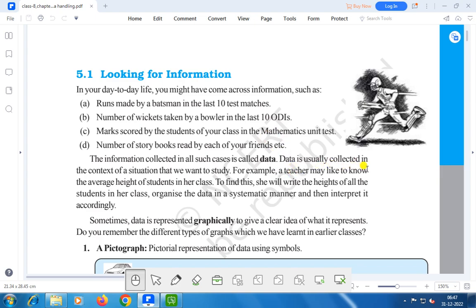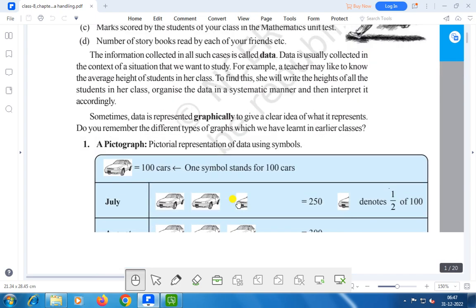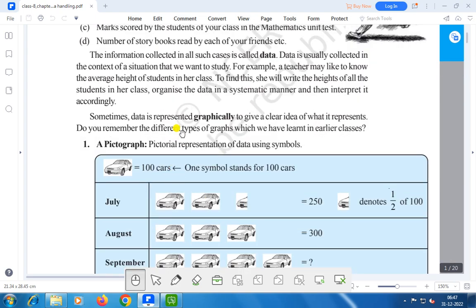Data is usually collected in the context of a situation that you want to study. For example, a teacher may like to know the average height of students in her class. To find this, she will write the heights of all the students in her class, organize the data in a systematic manner, and then interpret it accordingly. Sometimes data is represented graphically to give a clear idea of what it represents.